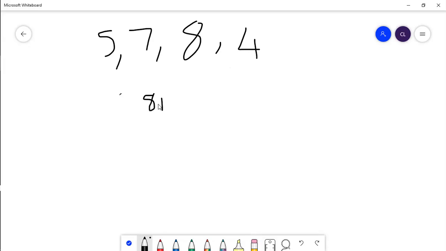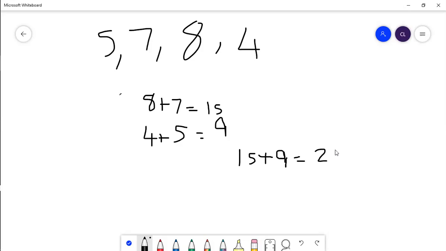8 plus 7 is 15. Then 4 plus 5 is 9. Sorry about that, my eraser. So 4 plus 5 is equal to 9. And then I go 15. 9 plus 15 is equal to, my dear friend, 24.